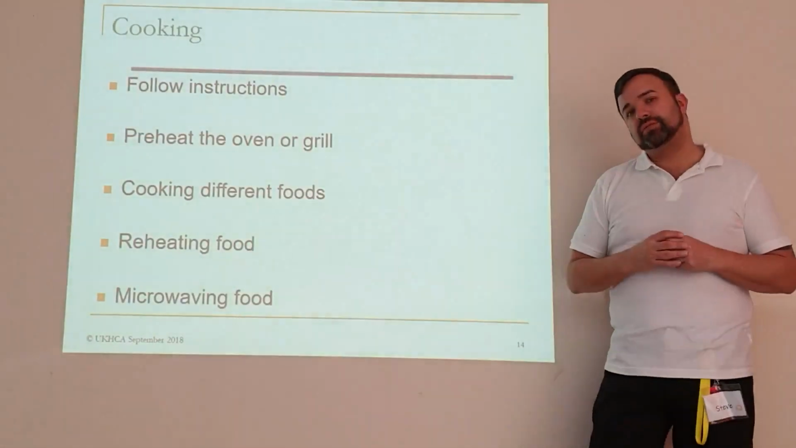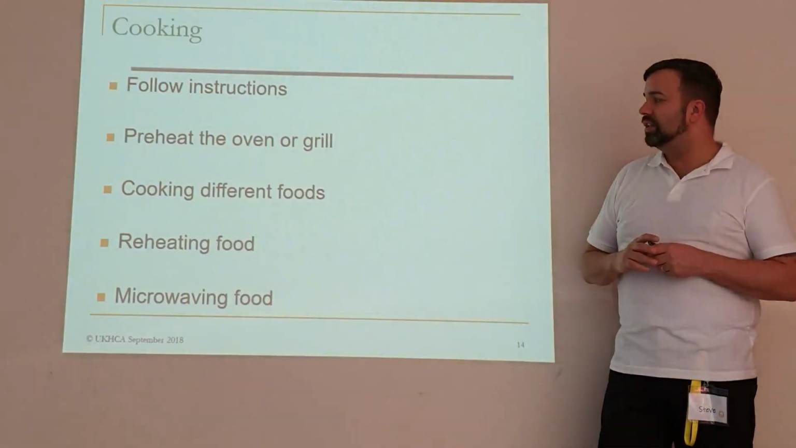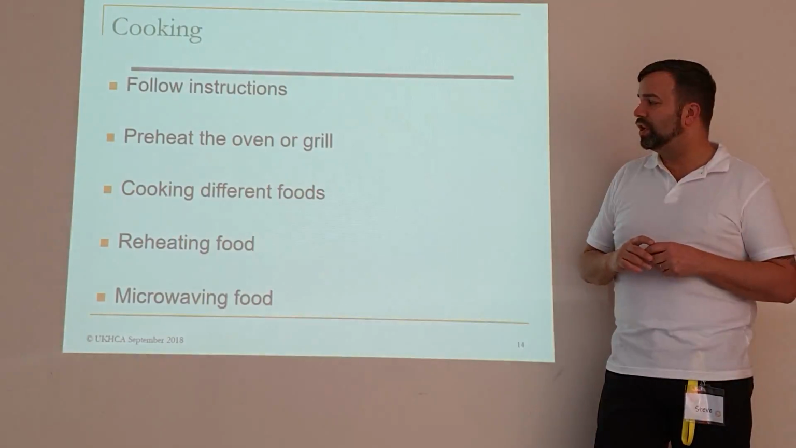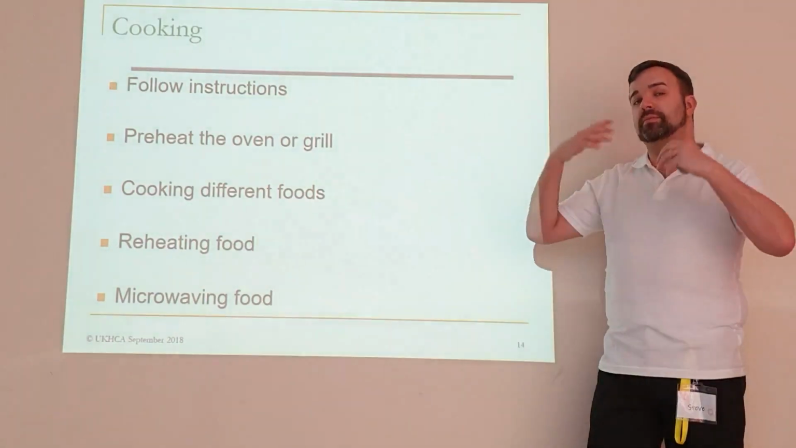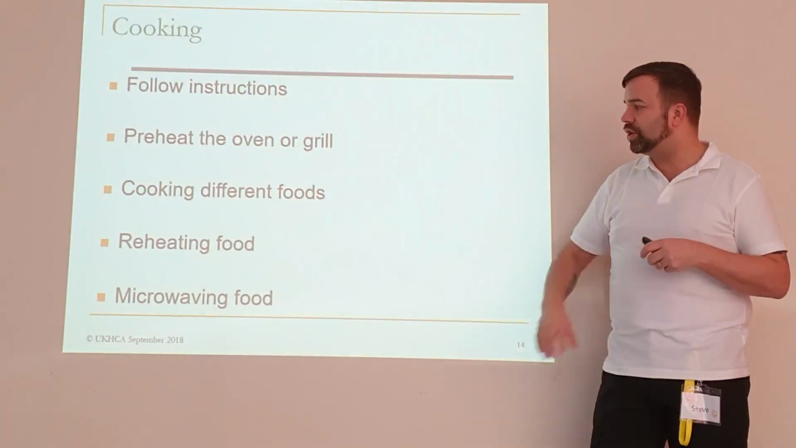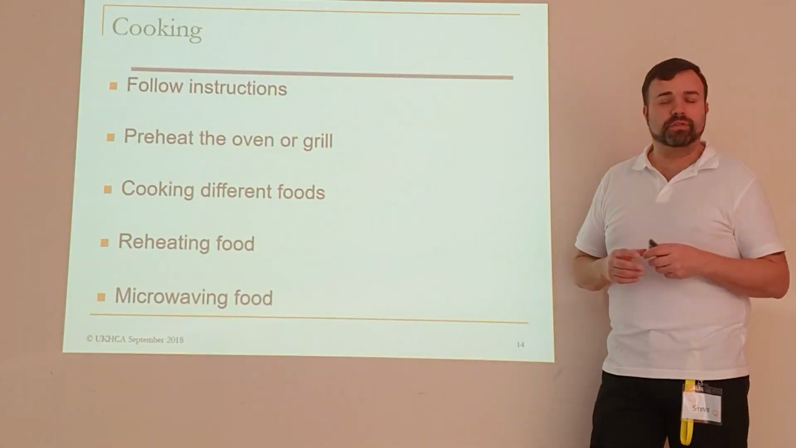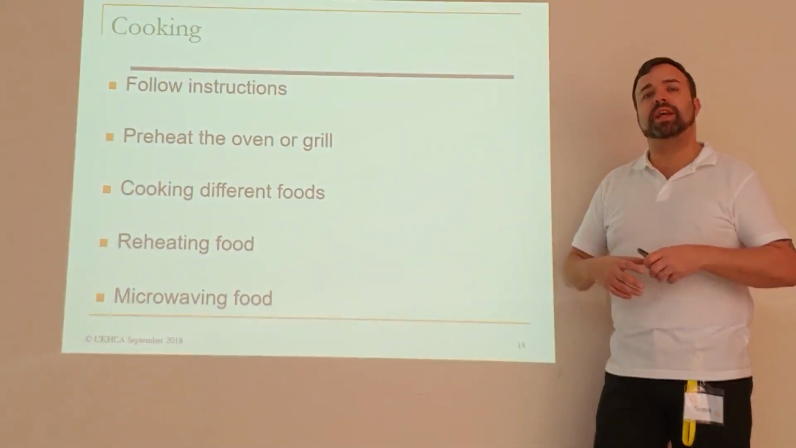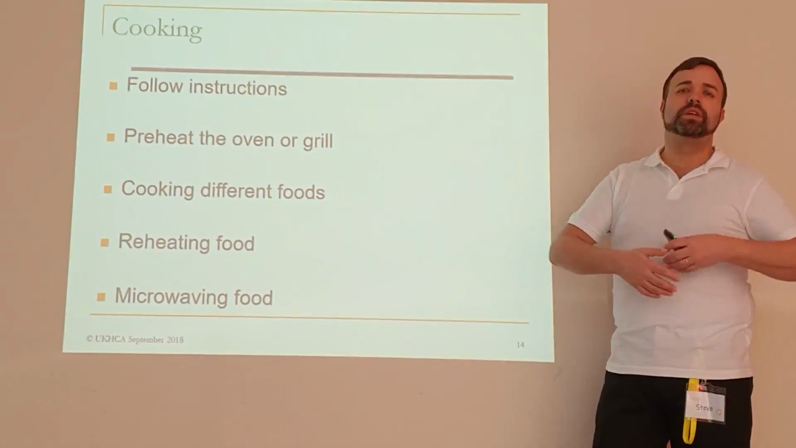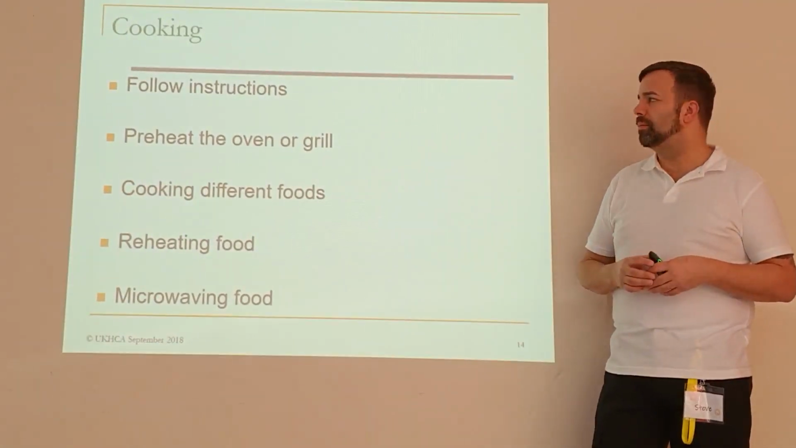When we're cooking, it's really important that we follow the cooking instructions. We preheat the ovens, we cook foods, cooking different foods in different ways. It's important that we know the method of cooking. If we reheat the food, you're aware of the temperatures to reheat to. And again, if you're microwaving food, make sure that you cover it up with cling film to stop it splattering all over the microwave and causing further problems.